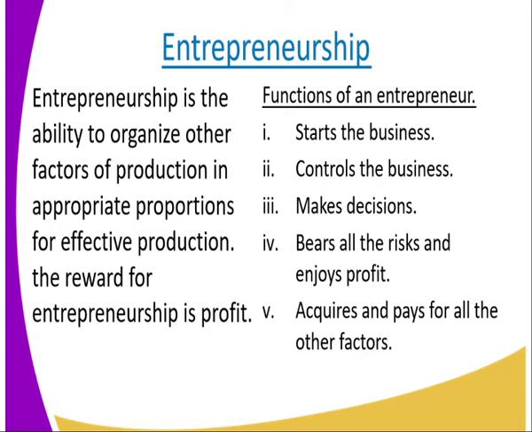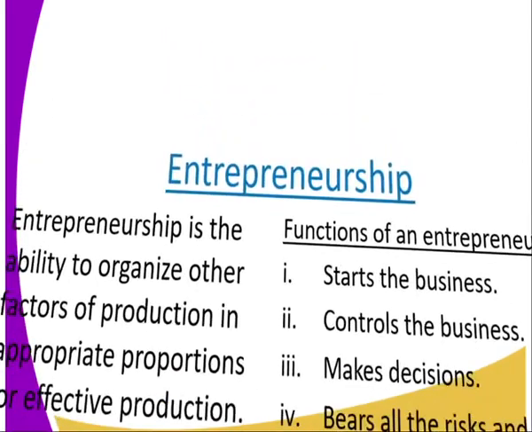Functions. Start the business. So you're the one to start the business. Take that risk, start the business. Controls the business. You control the operation of the business. Makes decisions. You make the decisions, you give what you expect, bears all the risk and enjoys the profit, then acquires and pays for the other factors. So you reward the other factors.